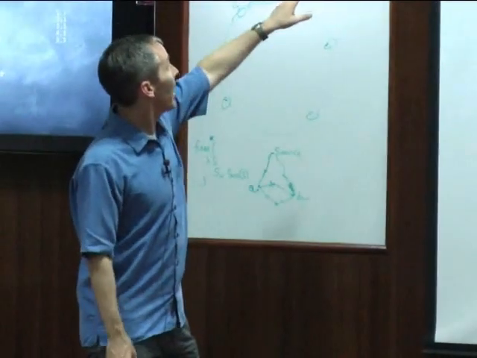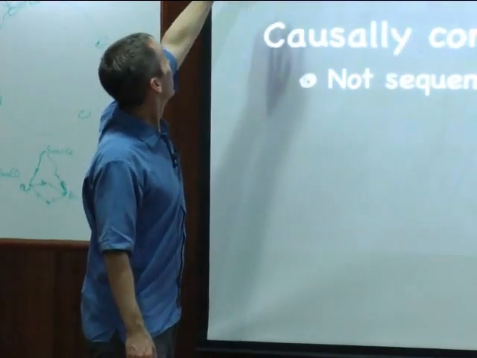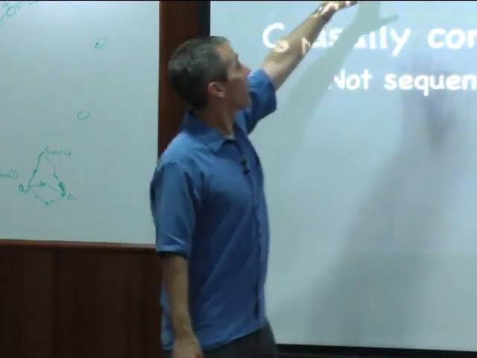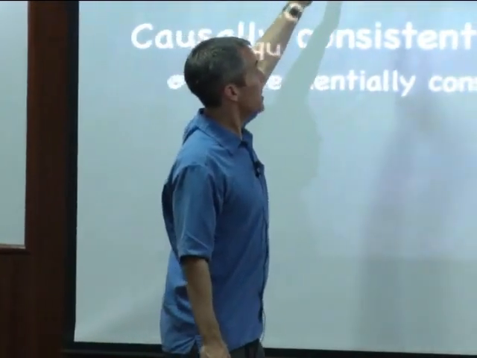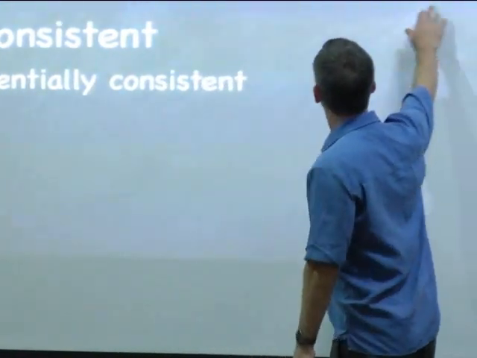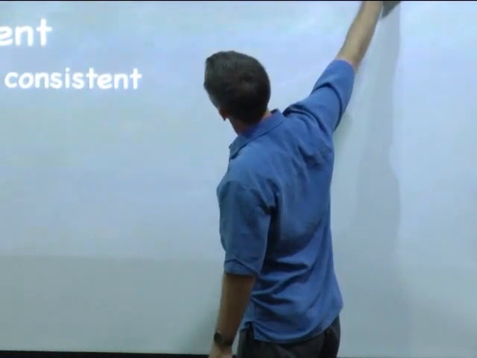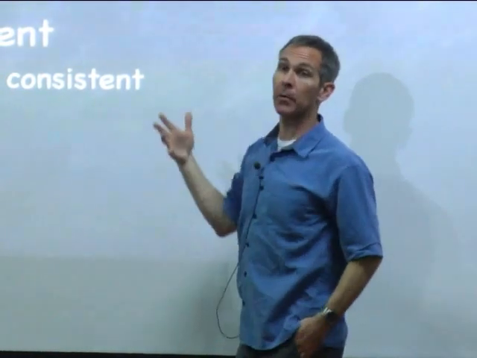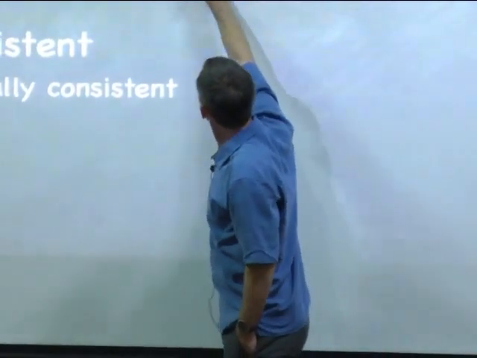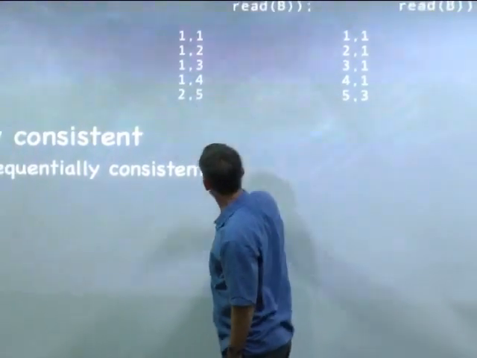So what I've got happening here is one process is incrementing a value and writing it to A. Another process is incrementing a value and writing it to B. And then we have two other processes, 3 and 4, that are reading A and reading B. And something that can happen under causal consistency, I believe, is process 3 could read 1, 1, 1, 2, 1, 3, 1, 4, 2, 5.